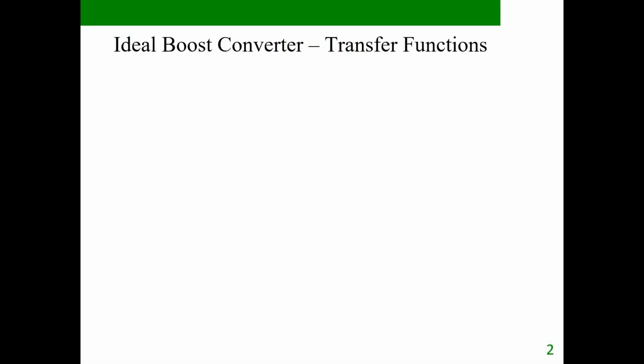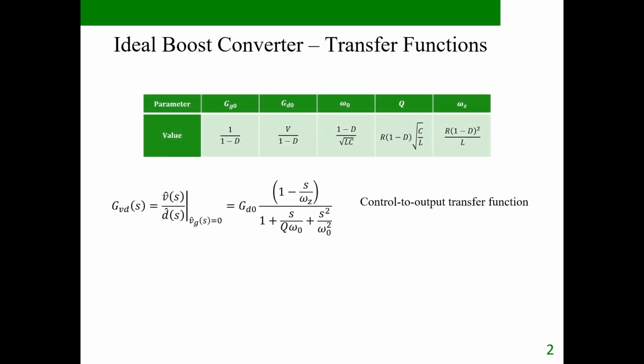Let's start with the three fundamental transfer functions of the boost converter in continuous conduction mode. Control to output transfer function, or Gvd(s). This transfer function tells us how the output voltage responds to small changes in duty cycle. It is the core plant model used for compensator design, bandwidth selection, and stability analysis.